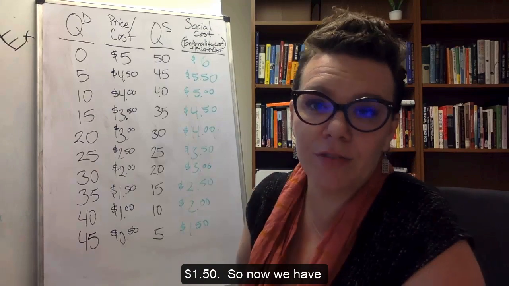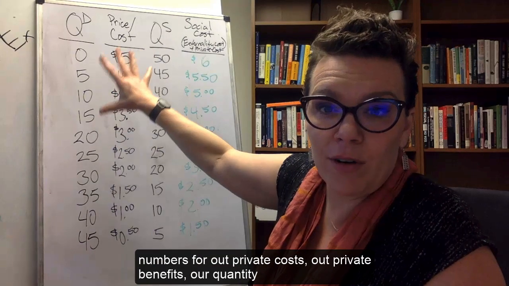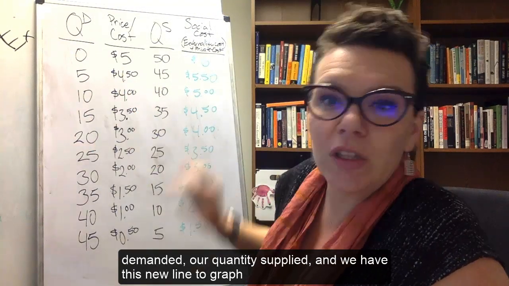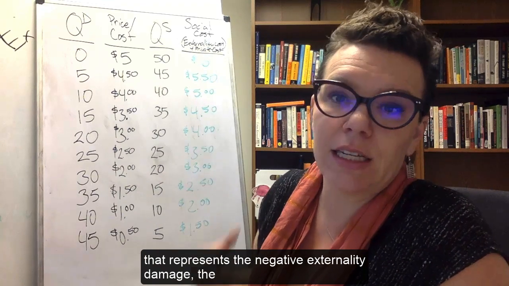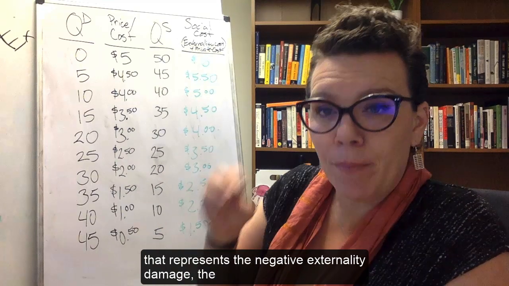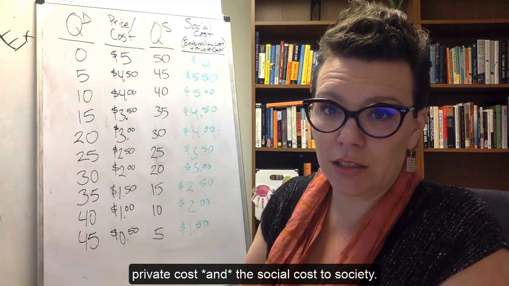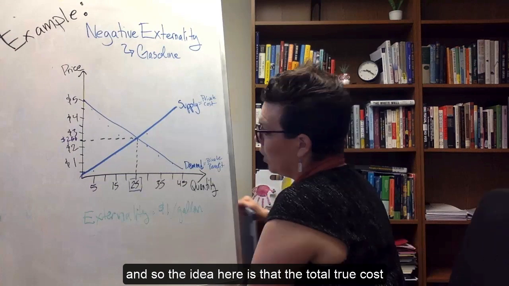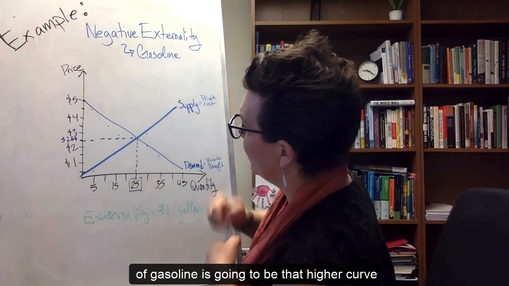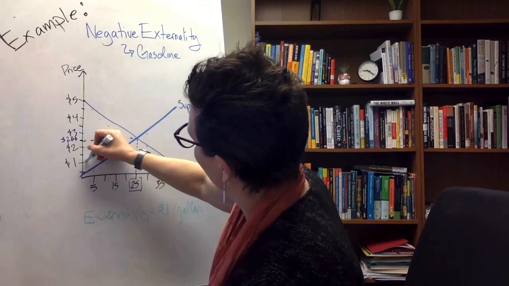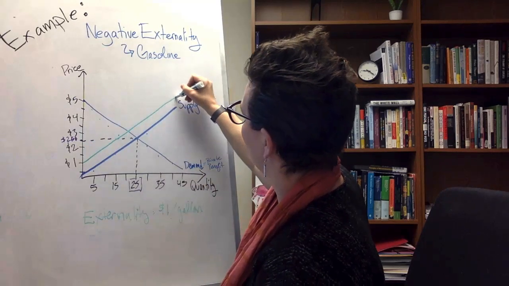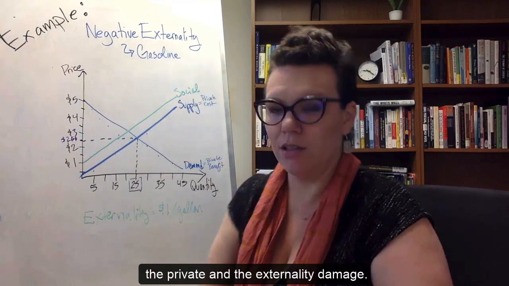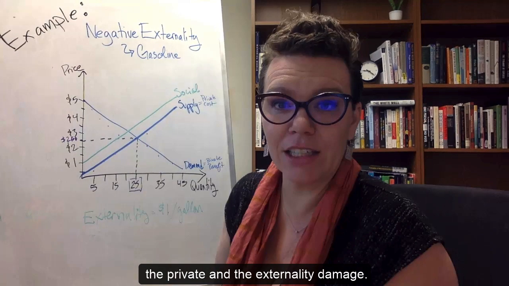So now we have numbers for our private costs, our private benefits, our quantity demanded, our quantity supplied, but we have this new line to graph that represents the negative externality damage, the private cost and the social cost to society. And so the idea here is that the total true cost of gasoline is going to be that higher curve. That's the social cost, and it includes the private cost and the externality damage.